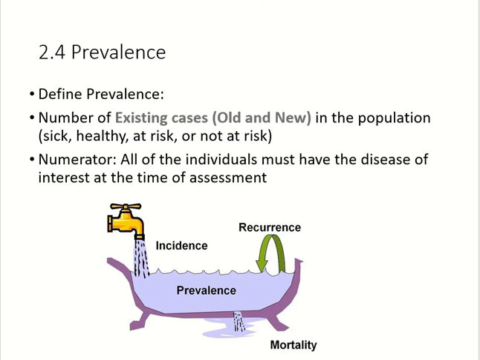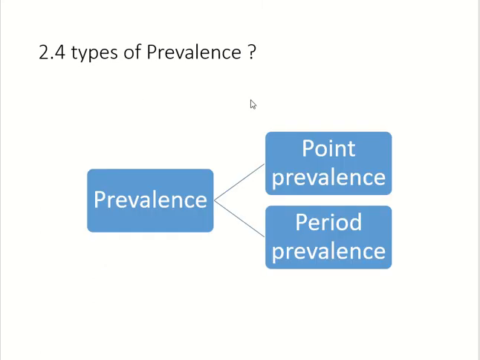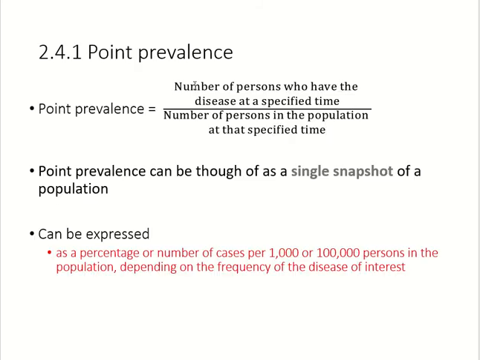Okay. There are two types of prevalence: point prevalence and period prevalence. Point prevalence is the number of persons who have the disease at a specified time divided by the number of persons in the population at that specific time. Point prevalence could be thought of as a single snapshot in a very narrow point of time: those who have the disease divided by the population, and it can be expressed as a percentage or a number of cases per 100, per 1,000, or per 100,000, etc.